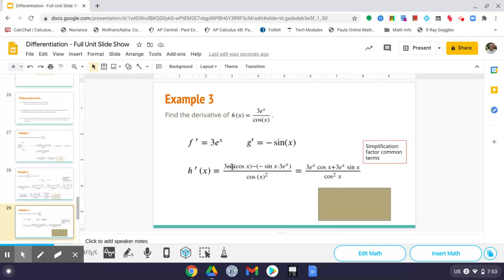The only bit of simplification right here is that I have a minus a negative sine x, right? So I'll change that into a plus, and I just move the 3e to the x in front of the sine, which is fine because it's multiplication. So 3e to the x cosine x plus 3e to the x sine x all over cosine squared. What I notice is I have a 3e to the x in both terms on the numerator, and so that's where I'll factor that common term out. I'll come all the way out in front. I get 3e to the x times cosine x plus sine x all over cosine squared. No other simplification that I can do, and so that's the end.